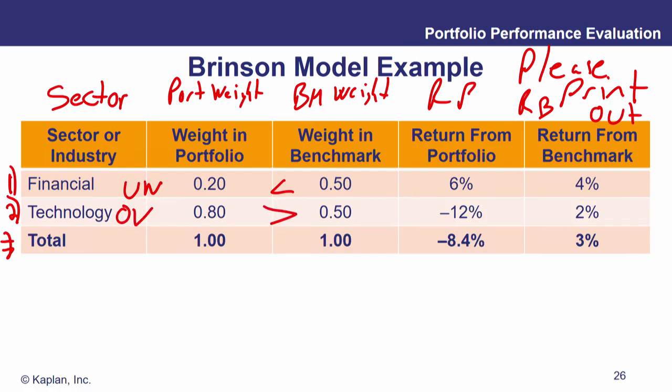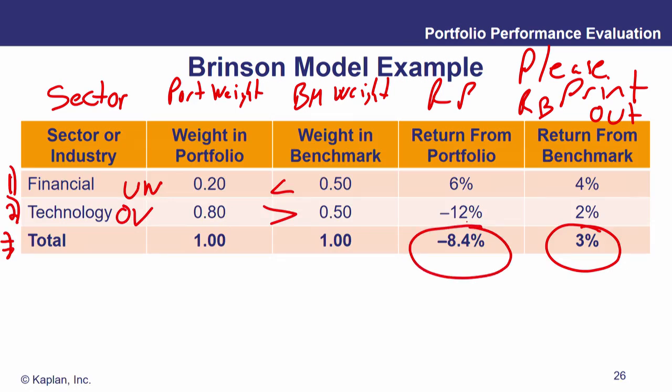Now let's look at the returns. Oh, not so good. The return from the portfolio was negative 12%. The return from the benchmark was 2%. Now let's look at the overall total. The return from the benchmark was 3%.